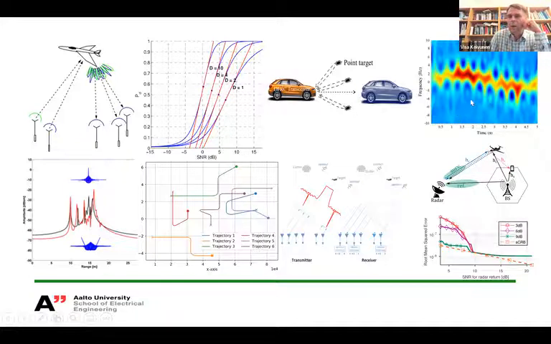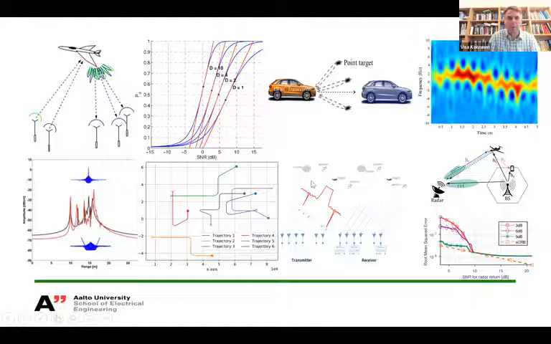And then on the upper right corner, there's a micro-Doppler signature of human breathing and heartbeats, and that could be used for vital signs. On the lower left corner, there's radar target recognition based on high resolution range profiles acquired by MIMO radars. And in the next figure, there are maneuvering target trajectories that you could track. And then there's an example of beamforming and interference cancellation in the radar and so on.